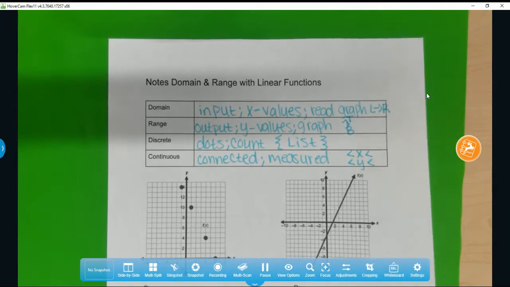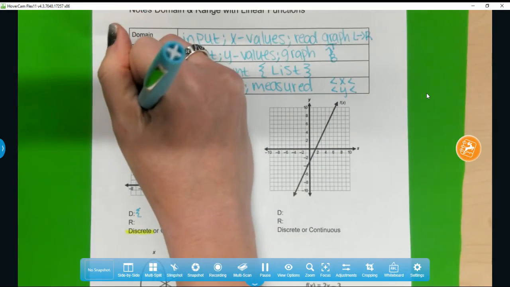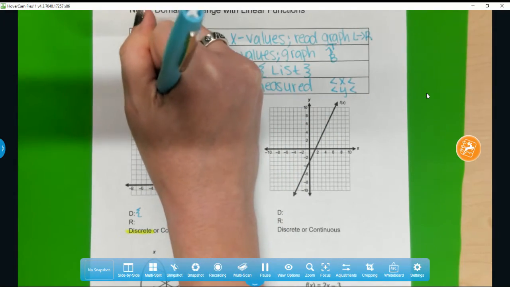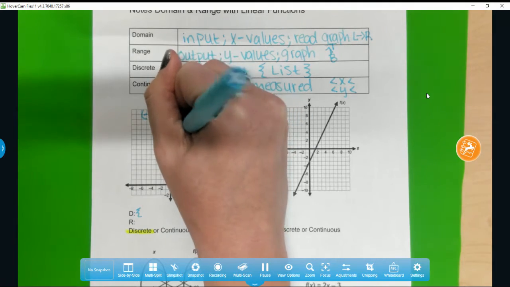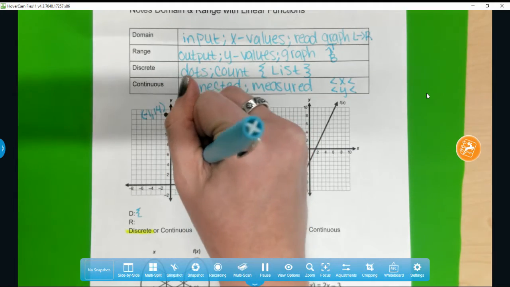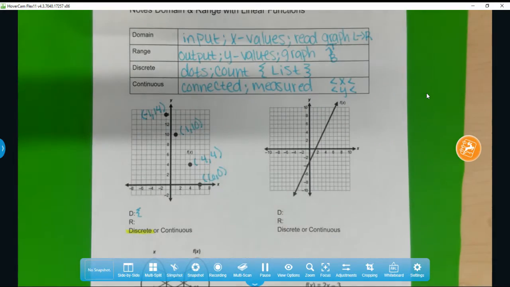Okay, so for number 1, example 1, this graph is discrete, and I would identify that first so you know how to write your domain and range. So for our domain, we're going to want to know what these ordered pairs are. So this one is -1, 14. This one is 1, 10. This one is 4, 4. And this last one is 6, 0.